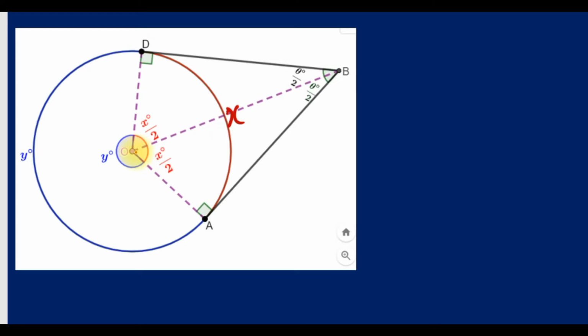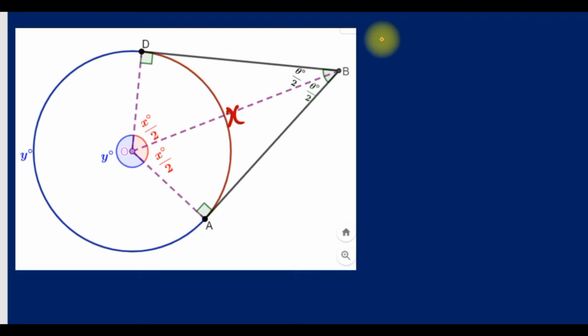But by joining the center and the exterior point, it will act as an angle bisector. As you can see, it has bisected theta to be theta over 2, theta over 2. It has also bisected x to be x over 2, x over 2.